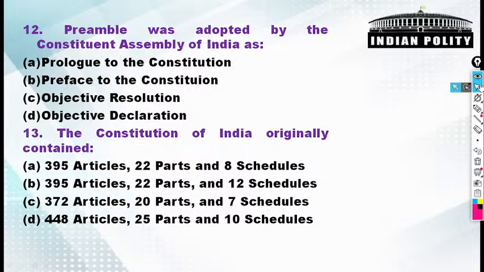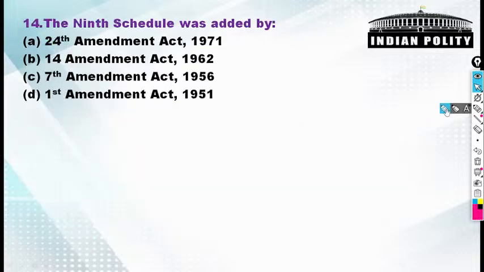Okay, now come to the preamble words adopted by the Constituent Assembly as objective resolution. Yes. So next we will come to question number 14. The 9th schedule was added by the first Constitutional Amendment Act 1951 during the Jawaharlal Nehru government. The 7th amendment is a very important amendment. It brought changes related to land reforms, the reorganization of states, and a number of things.